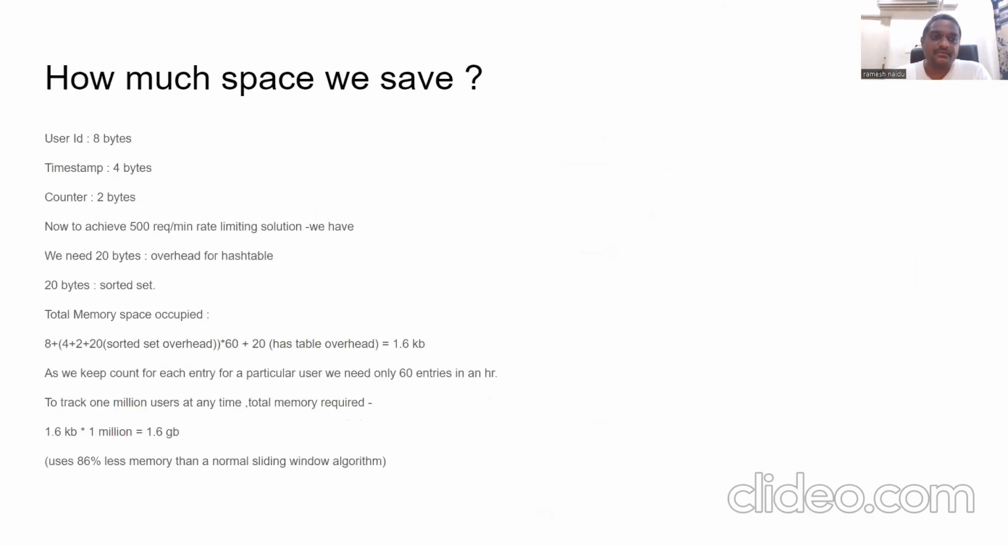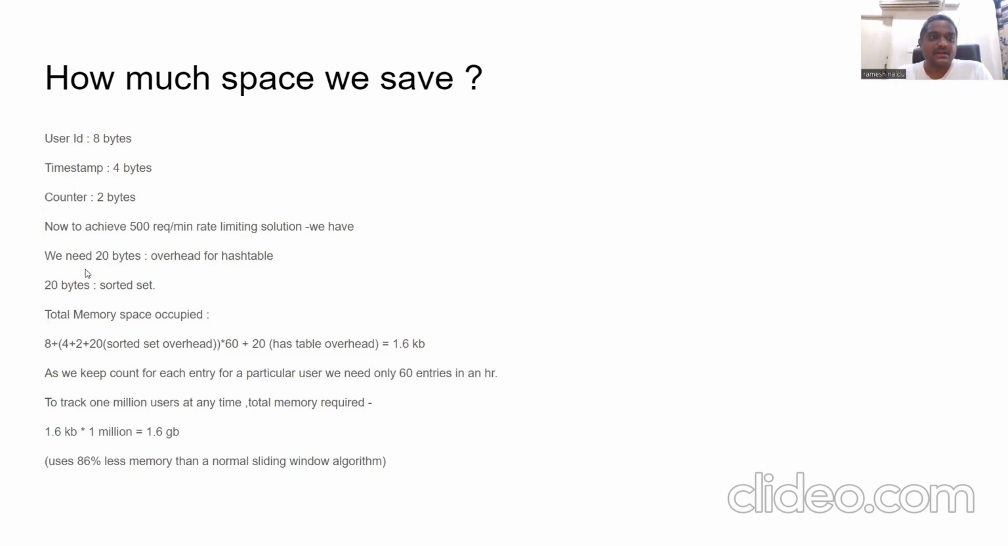Now with this algorithm, let's recalculate the space complexity part which we discussed. Consider the same user ID, which is 8 bytes, timestamp, which requires 4 bytes. We have another counter here, which is another 2 bytes extra. Let's consider the same 500 requests per minute. To do that rate limiting, what is the size? And if you want to observe for 1 million users, what is the space?